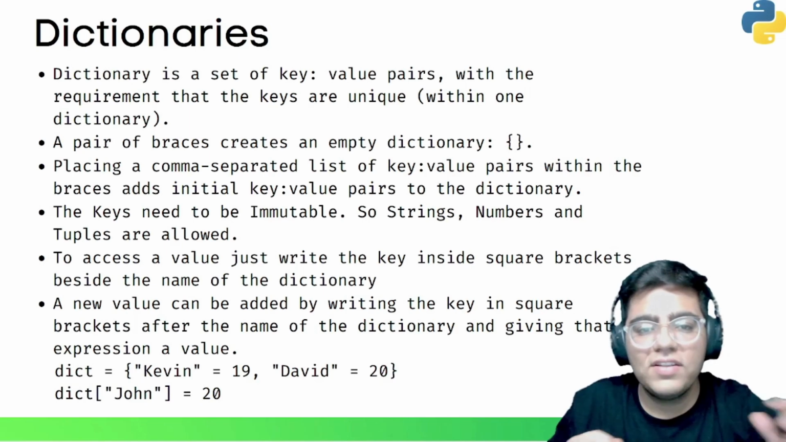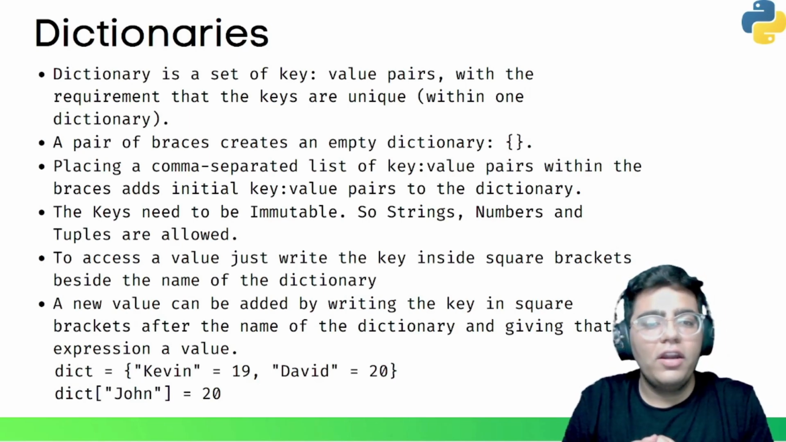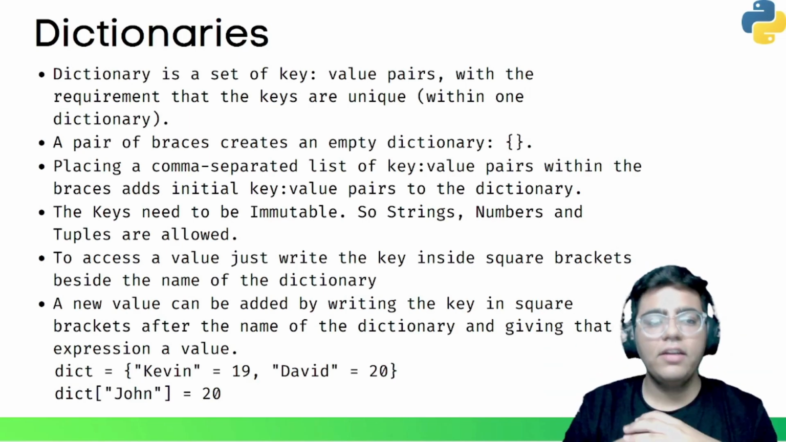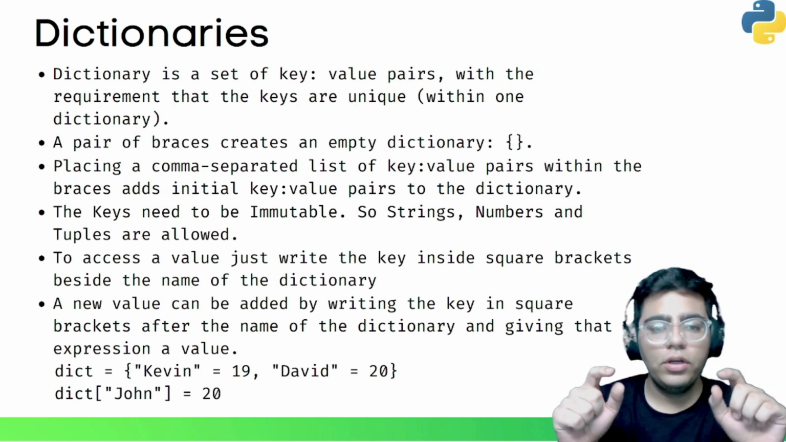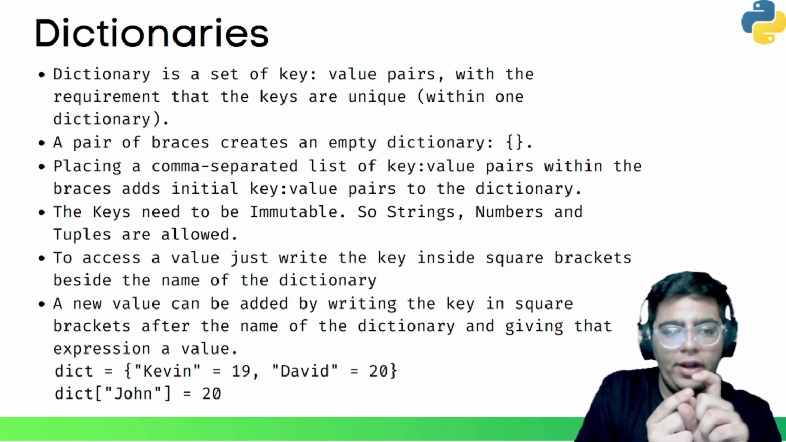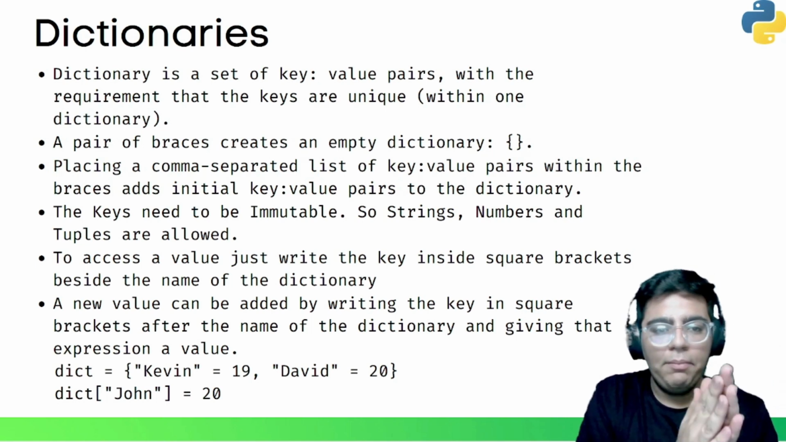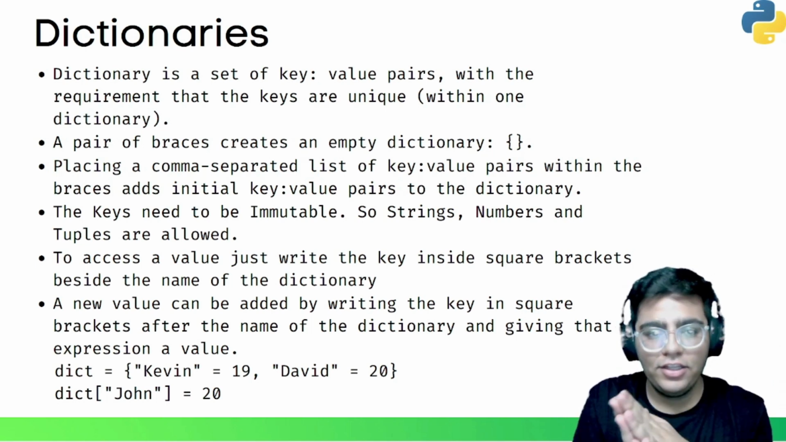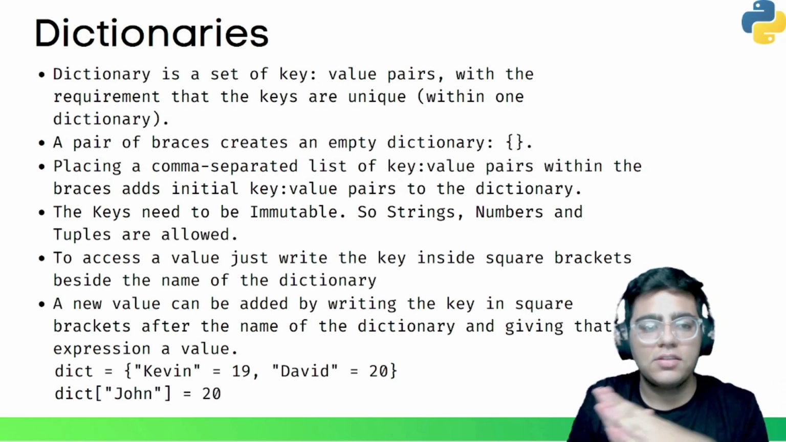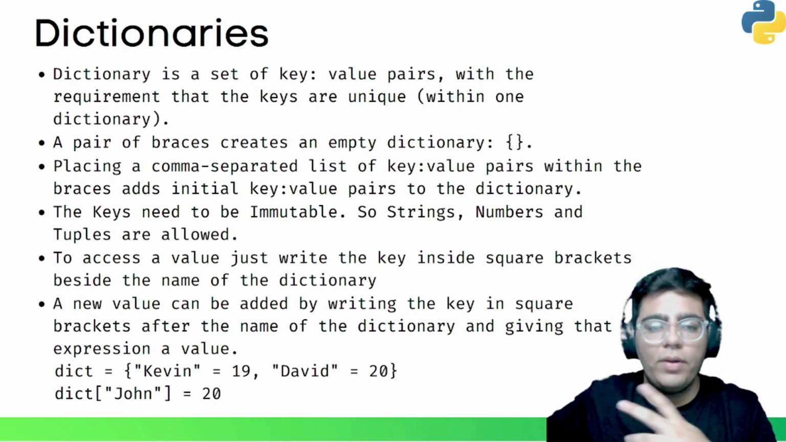So, what is a dictionary, you might ask? Dictionaries are a special data type which store keys and values in them. Let's say I'm going to store the name and the corresponding age of every person in a class. So, Kevin 19, John 20, David 20, whatever it is.